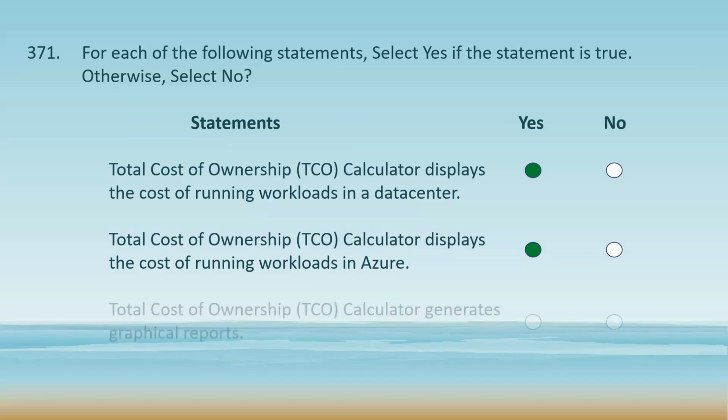And the third and final statement is TCO calculator generates graphical reports. This statement is also correct. TCO does generate graphical reports. These reports visually represent cost breakdowns, comparisons, and other relevant data to help users understand the financial implications of deploying workloads on the Azure platform.